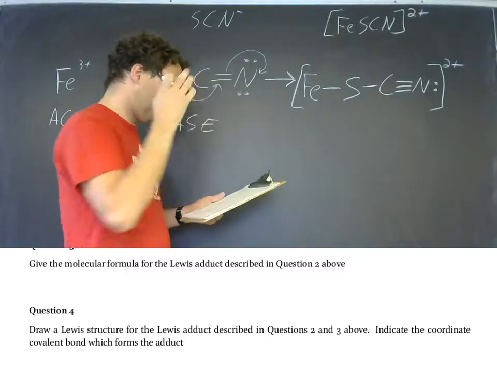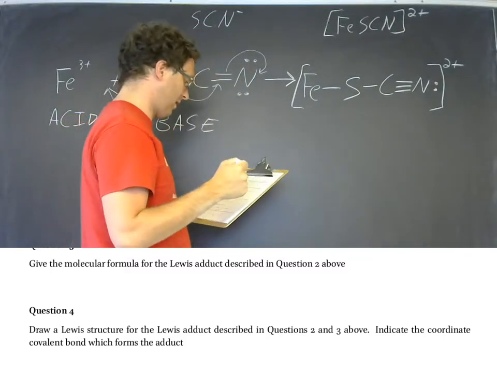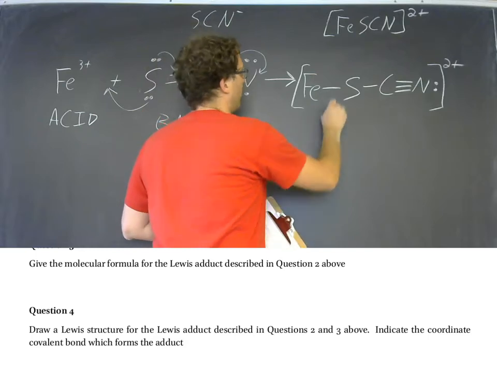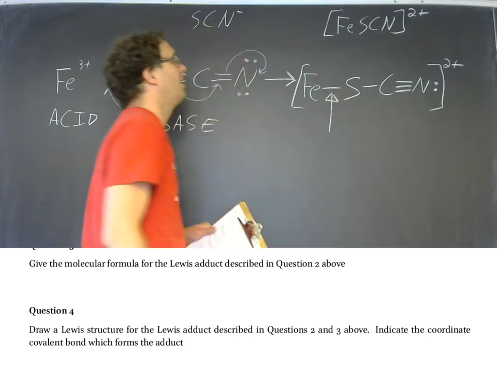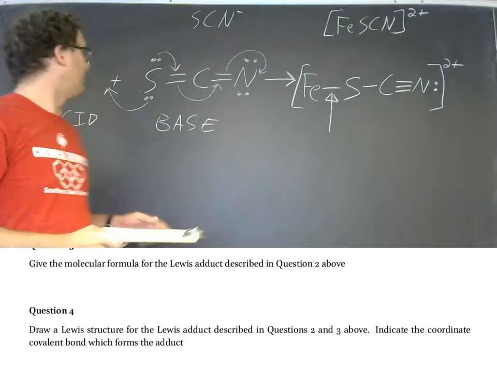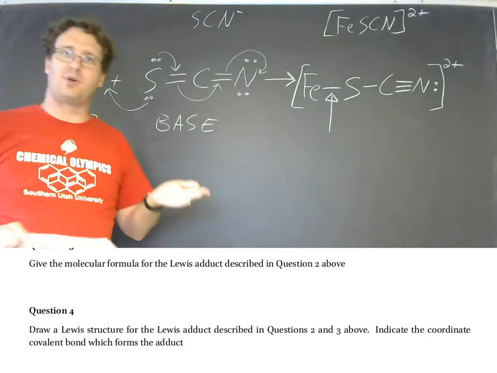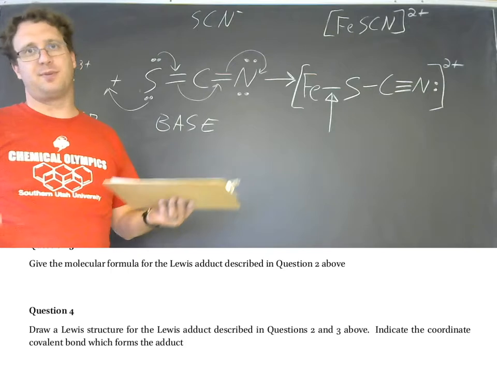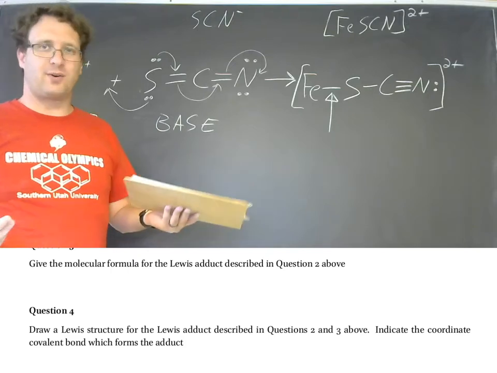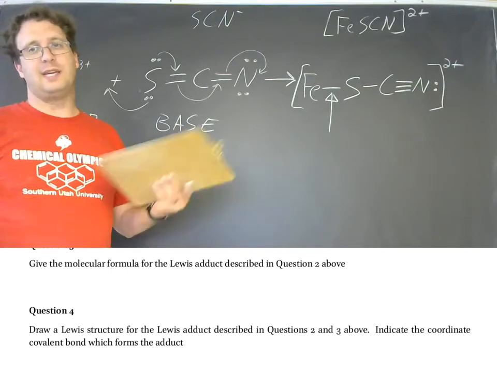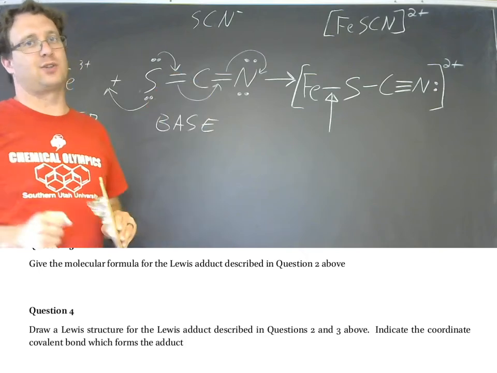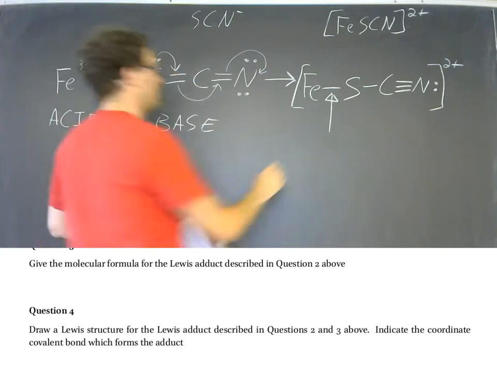And the last thing we want to say is indicate where is the coordinate covalent bond. Well, it's this one. This is the bond that was formed by 2 electrons from one bonding partner. A coordinate bond is one where one bonding partner provides both electrons, instead of a regular covalent bond where each partner provides a single electron to the bond. So here it is.